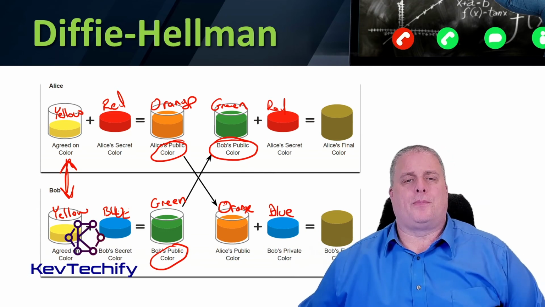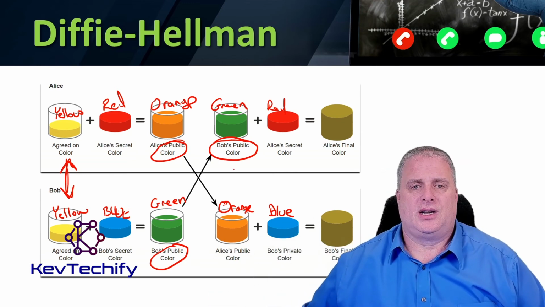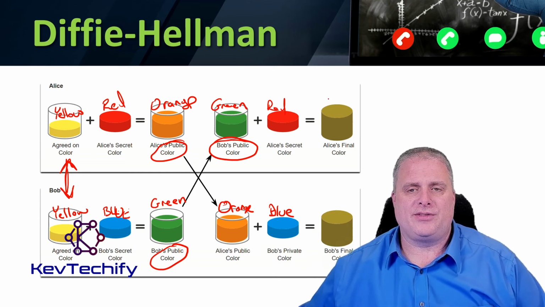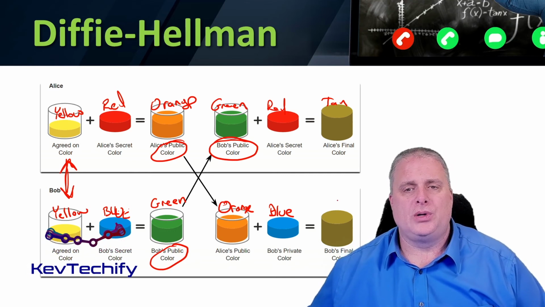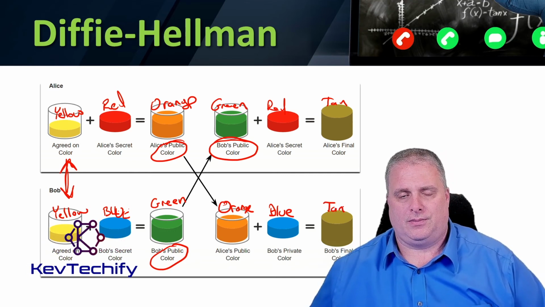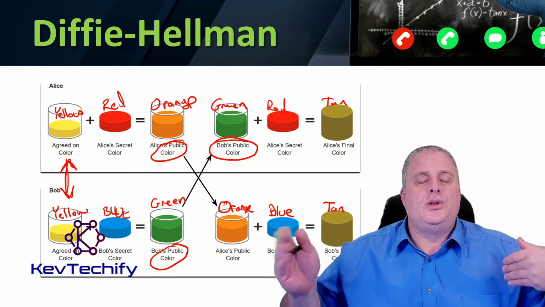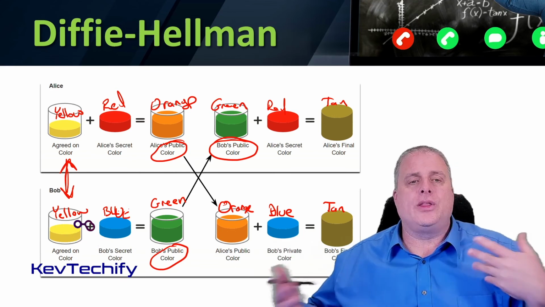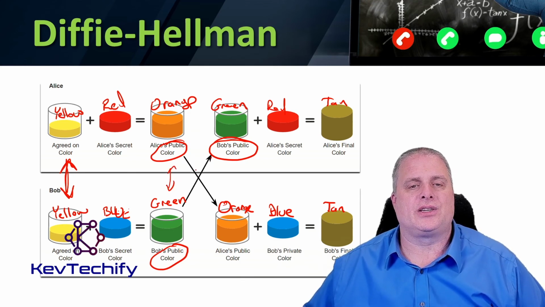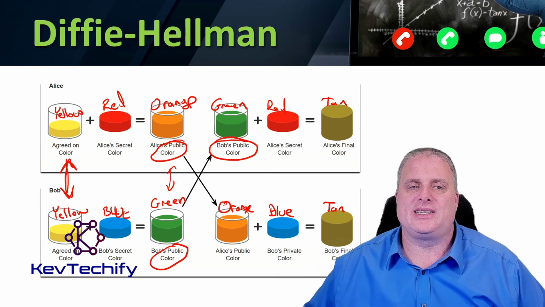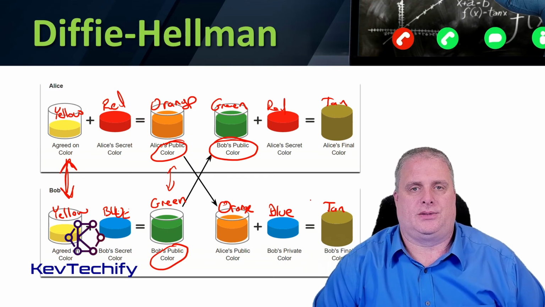We combine the public color of the other person with our secret color, and we get a final color. So we combine green and red, and that will give us tan for Alice. And then for Bob, we take orange and blue, and that will give us tan also. Now, this is an overly simplified way of how it works, but notice they never exchange a key. All they do here is they see each other's public colors, and because of what they see, they combine it with their private colors, and they can get to their shared secret.